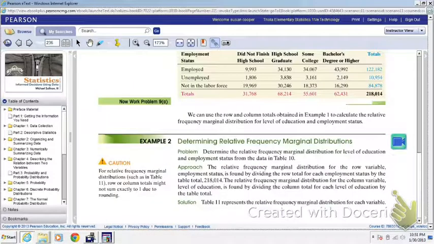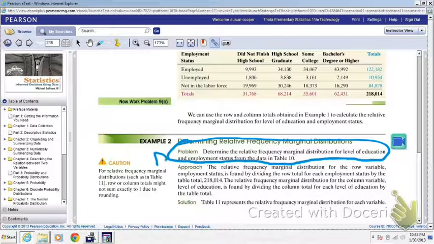Okay, so the first thing I want to do is take a look at the kind of thing that we'll have to construct, say, on an exam. And the language is actually the difficult part. Doing it isn't that bad. So here, determine the relative frequency marginal distribution for level of education and employment status. Keyword is marginal, so you know that you're going to be using these numbers that are in the margin. Bear that in mind as I flip to the next slide.